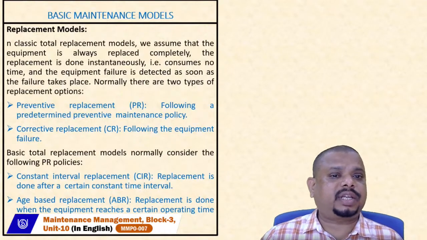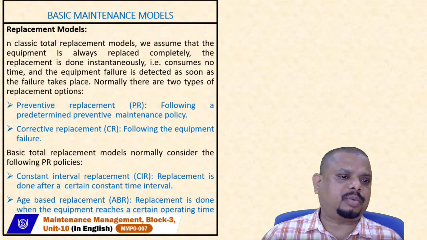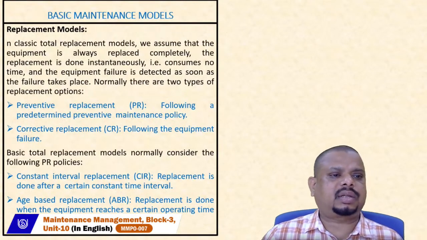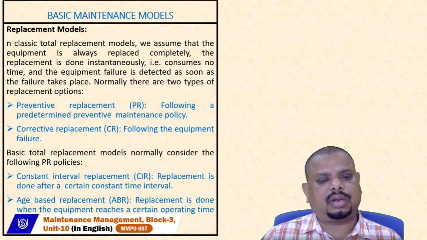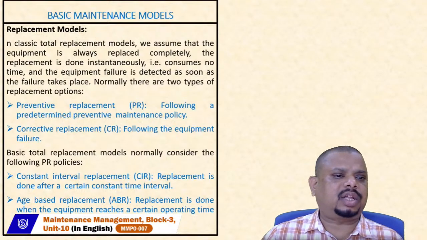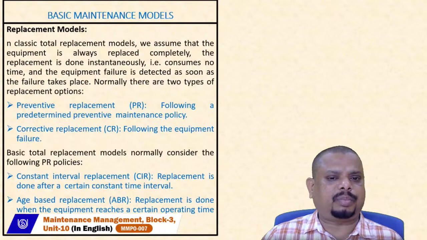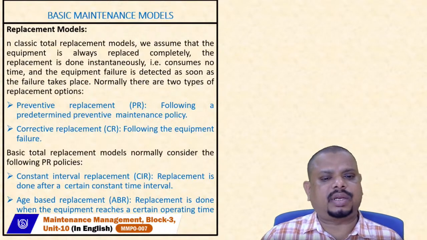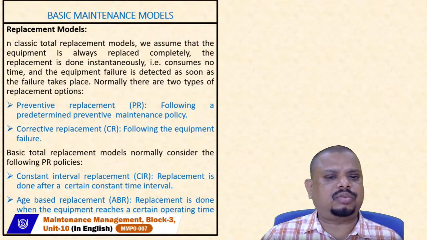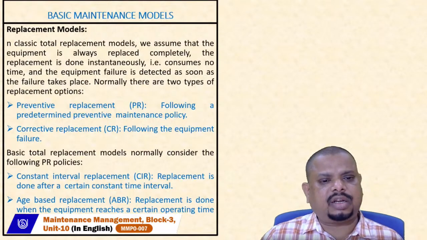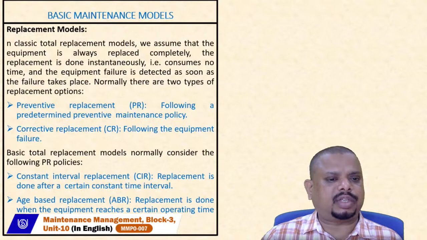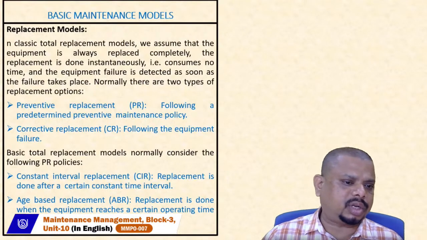Moving to the next ones. The next one is basic maintenance models. The first model we have is known as replacement models. In the classic total replacement model, we basically assume that the equipment is always replaced completely. The replacement is done instantaneously, that is, it consumes no time. The equipment failure is detected as soon as failure takes place. So before any kind of failure takes place, you must go for replacement. That is the condition of replacement models.